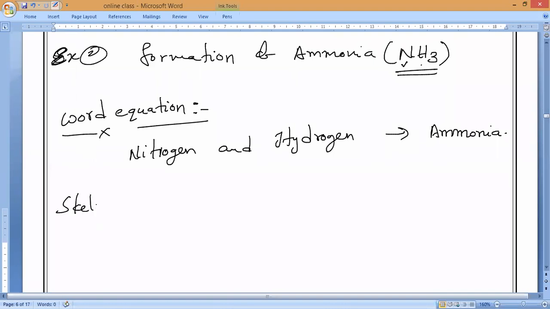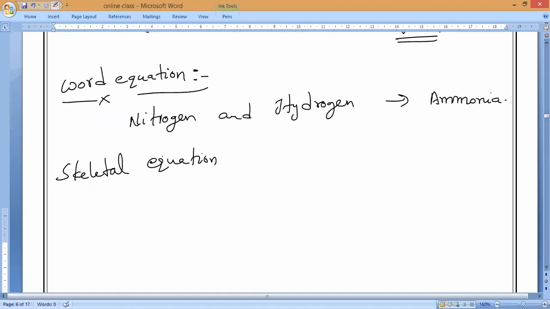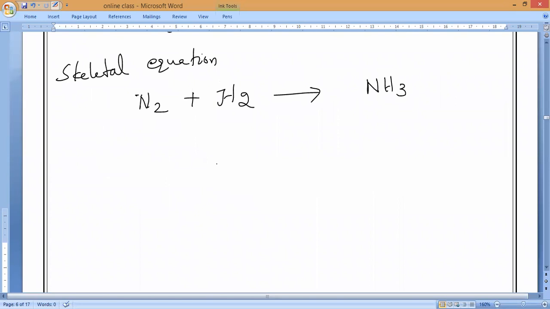Next, skeletal equation. Tell me the skeletal equation. Is nitrogen monoatomic or diatomic? Diatomic. Very good. And hydrogen also diatomic, will give you ammonia. What is the formula? NH3. Understand? This is step 2 over.